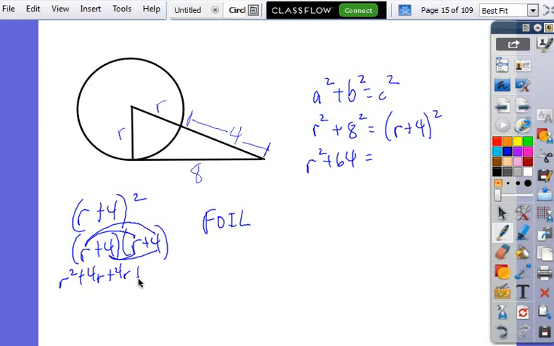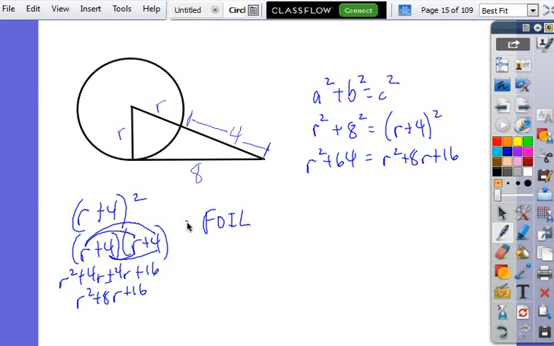Combine the two things in the middle that are equal, and you wind up with r squared plus 8r plus 16. You have got to be able to do that full method right there. Are there any questions about this full method? Basically, you take the first thing, multiply it by both parts in the second. Then you take the second thing and multiply it by both parts in the second.